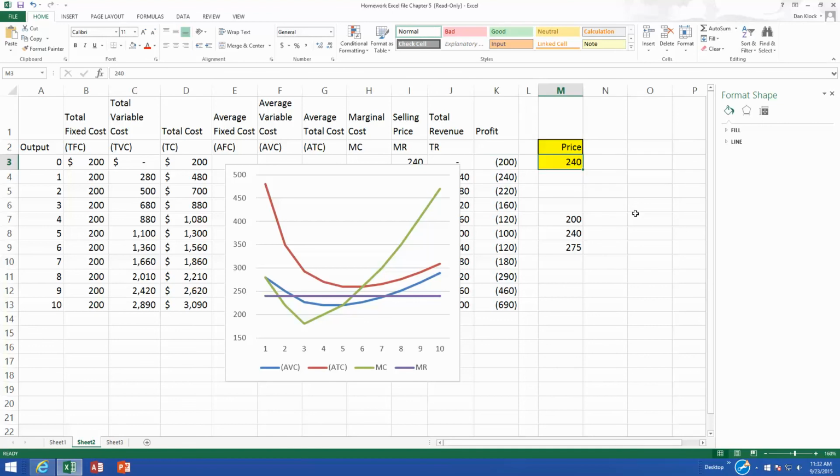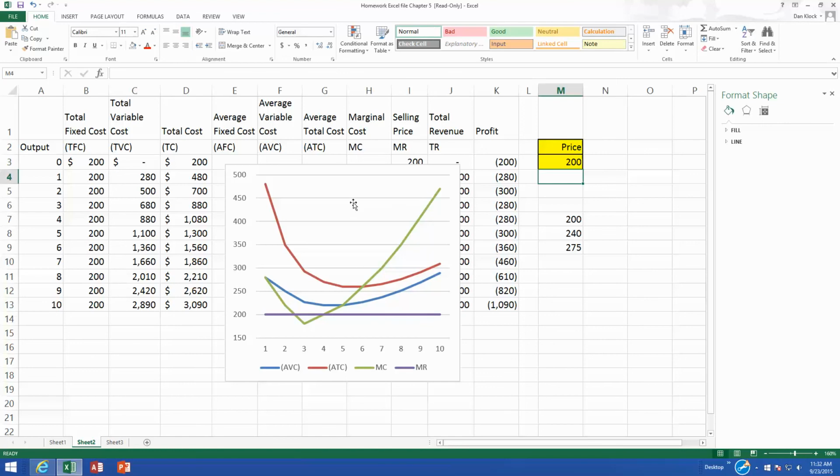But again, it all falls apart if I change the price up here in M3 to 200, then my marginal revenue line goes down. Where marginal revenue equals marginal cost, it's below basically my variable cost. I'm not covering my variable cost. Close the thing down.